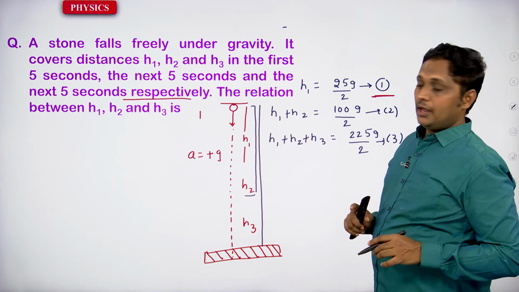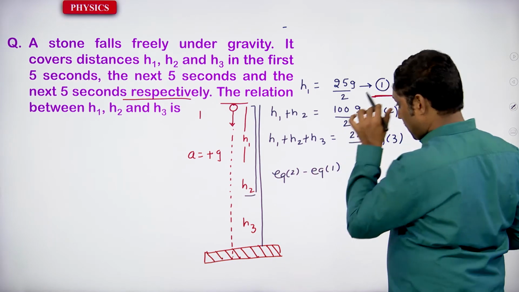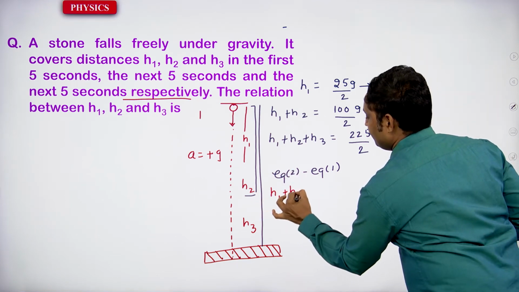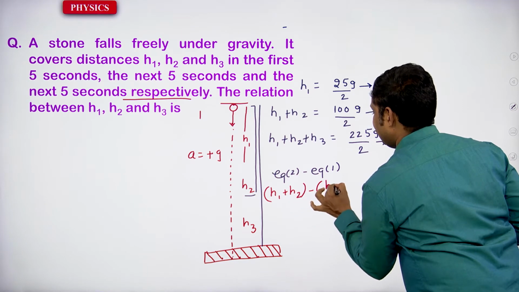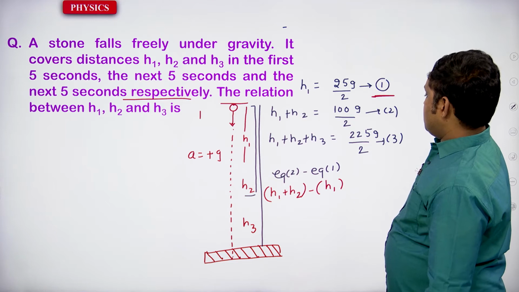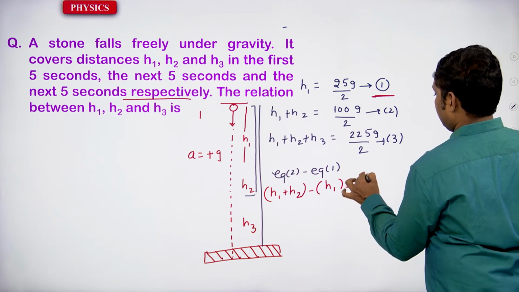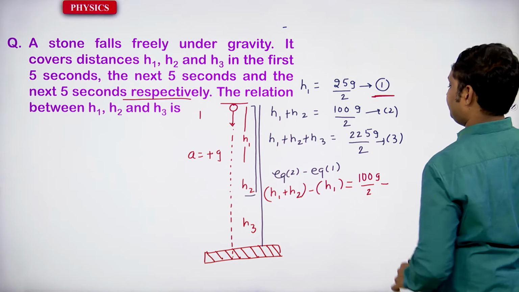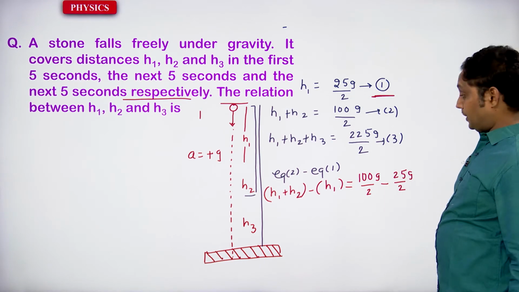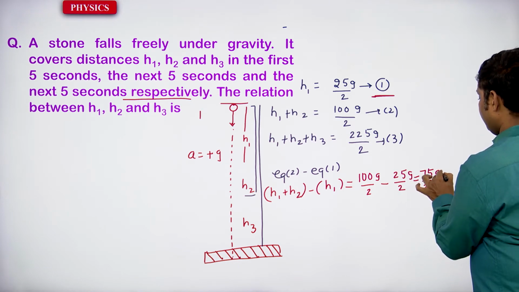Now, I am going to take equation 2 minus equation 1. Does it give any relation? Let me check. That is H1 plus H2 minus H1. You can get this one, this is very clear. That is going to be 100 G by 2 minus 25 G by 2, that is going to be 75 by 2 into G, all right.